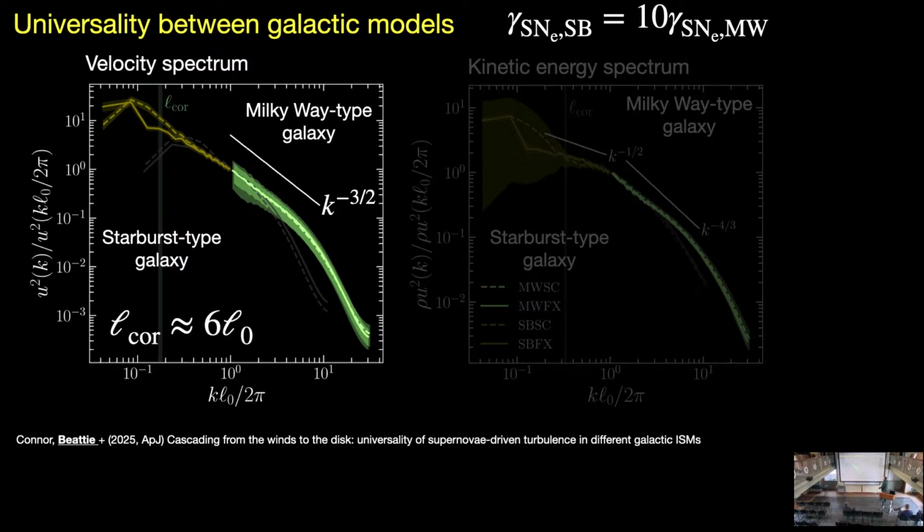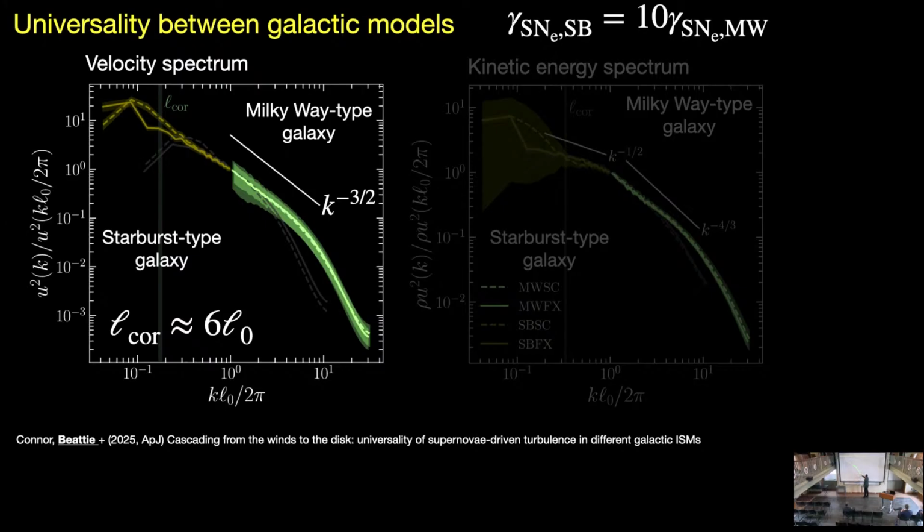Now we essentially compare between different galaxies, Milky Way type galaxies, starburst type galaxies. And the coolest thing here is that you can normalize the spectrum by the scale heights. So we normalize the K mode here by the scale heights, and then we normalize the power by the power at the scale heights. And you can combine multiple galaxies together into something that looks like a universal velocity spectrum.